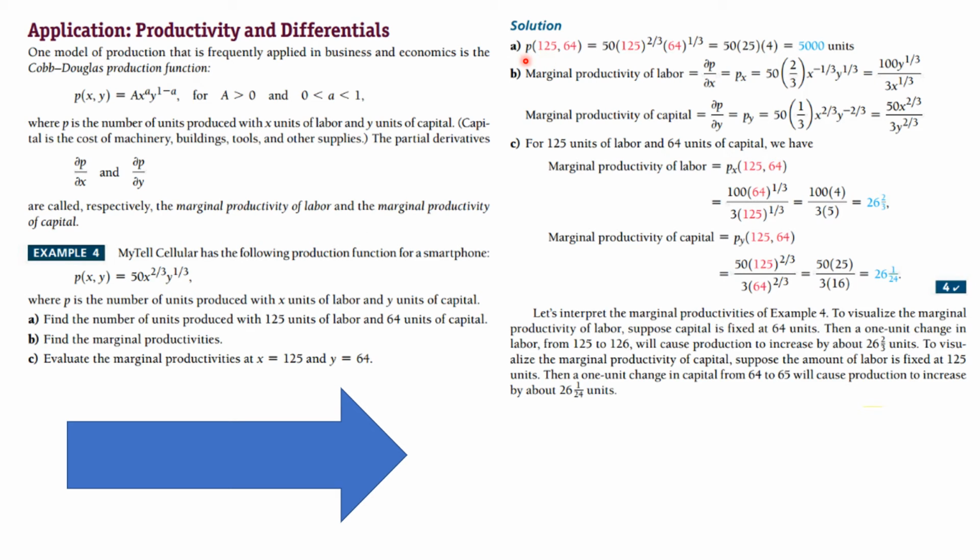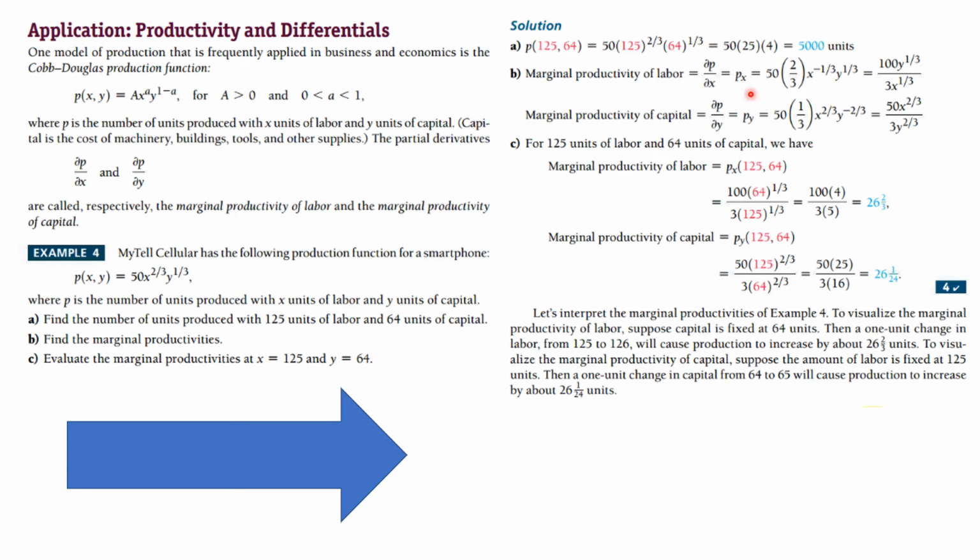And so we're going to have substituting that in just to my original function, which is here. And I have to be able to take these to the 2/3 power. I'm going to get 5,000 units. But now I'm asked to find the marginal productivities. That means the partial with respect to x and the partial with respect to y.